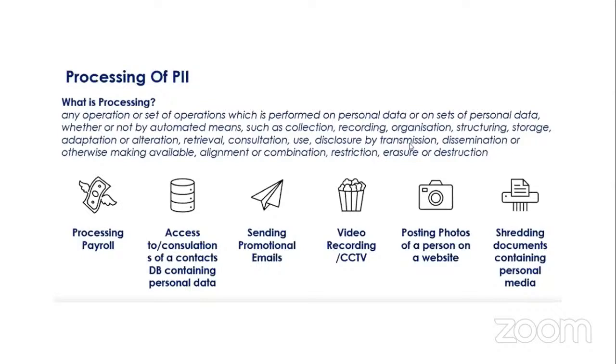Also, when you're sending them, you'll be sending them through emails. Some of them can be watched with video, like the CCTV. The CCTV collects a lot of data. Also, some involve posting photos of persons on the website, and how you can destroy them once you're done with them. There are methods you can use to destroy them if you no longer need this particular data.